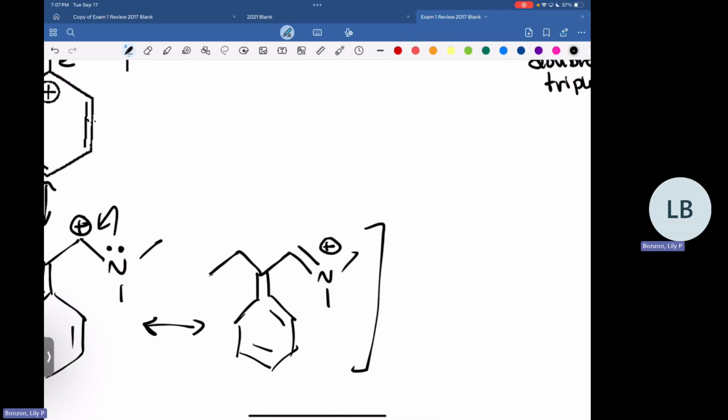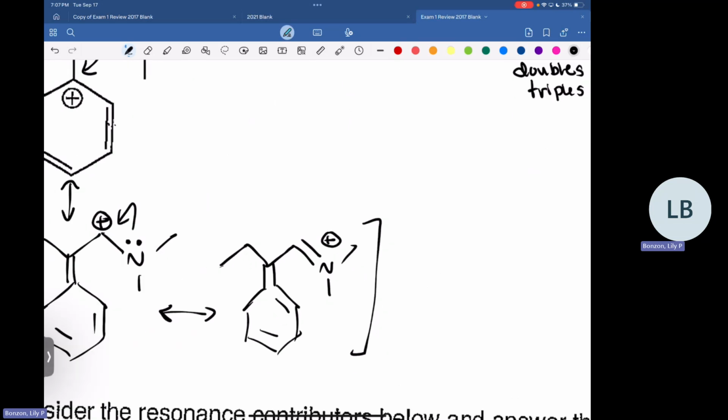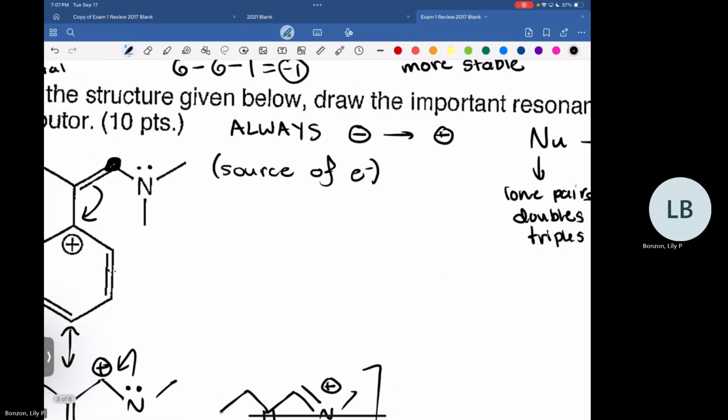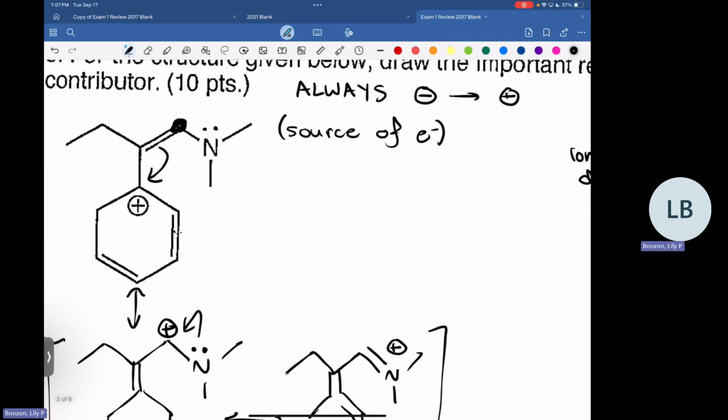So we can't do anything more with this positive nitrogen. We could take the double bonds back, but that would just be going in the reverse direction. And so we've already drawn that basically, so we don't need to draw it again. However, you do see that we have a lone pair here that we could push towards the first structure that we have. So I can do that instead.